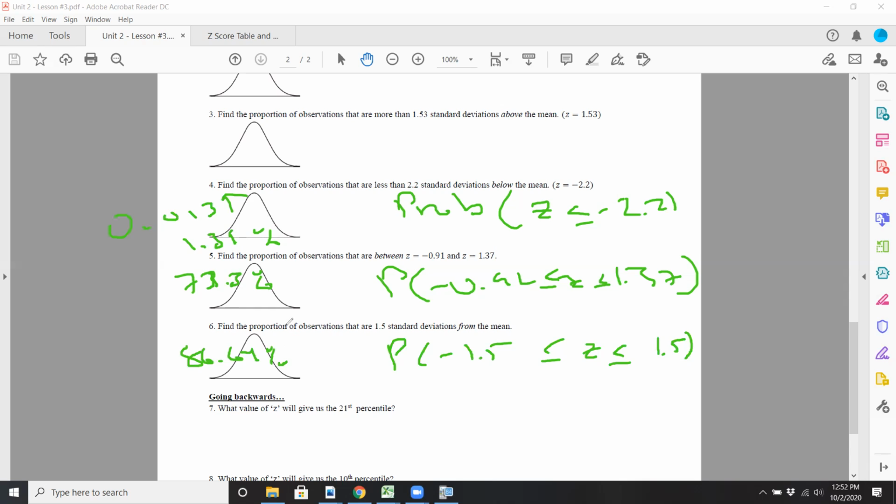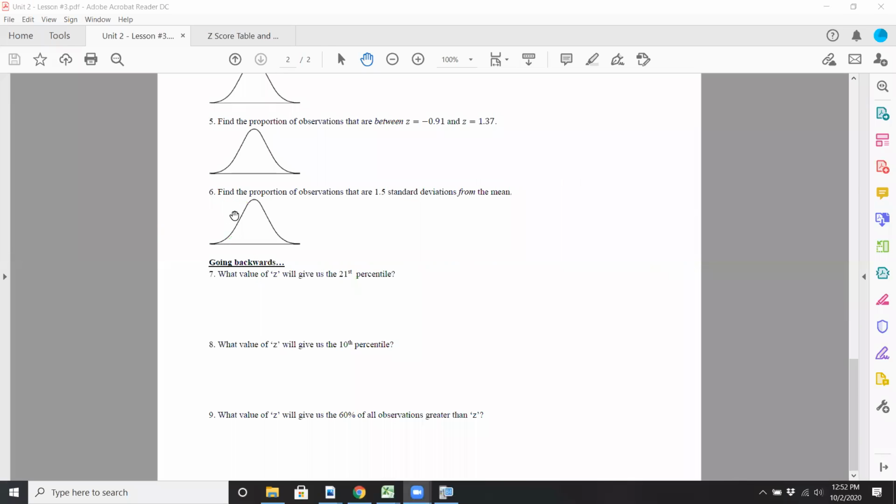Lastly, let's go backwards. What if you have the percentile? So you have the percent that you're to the left of a certain value. Again, this is the middle, this is mu, and we want to be at the 21st percentile. It means we want 21% of the curve to be to the left of this data point, which I don't know. So what z-score will give us that?